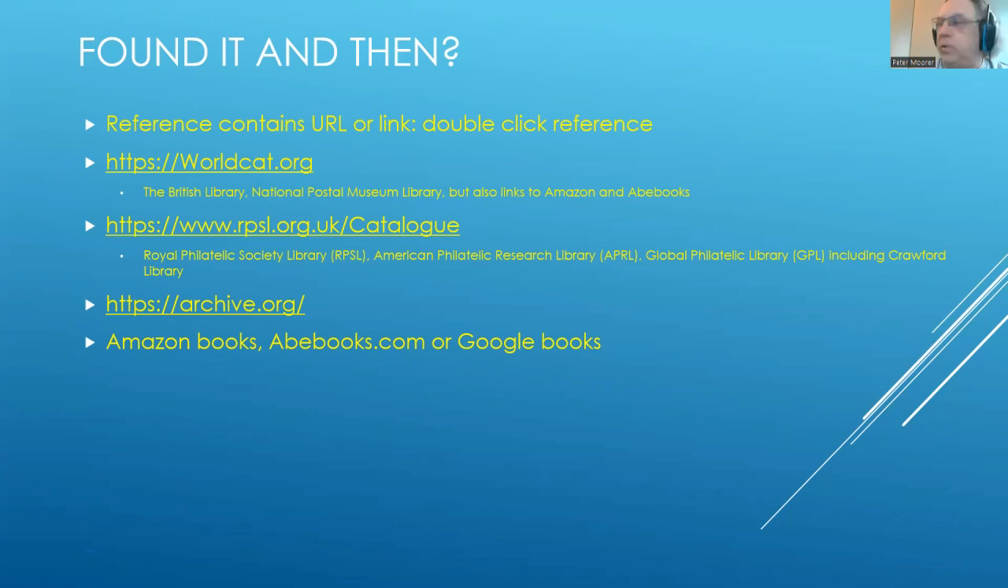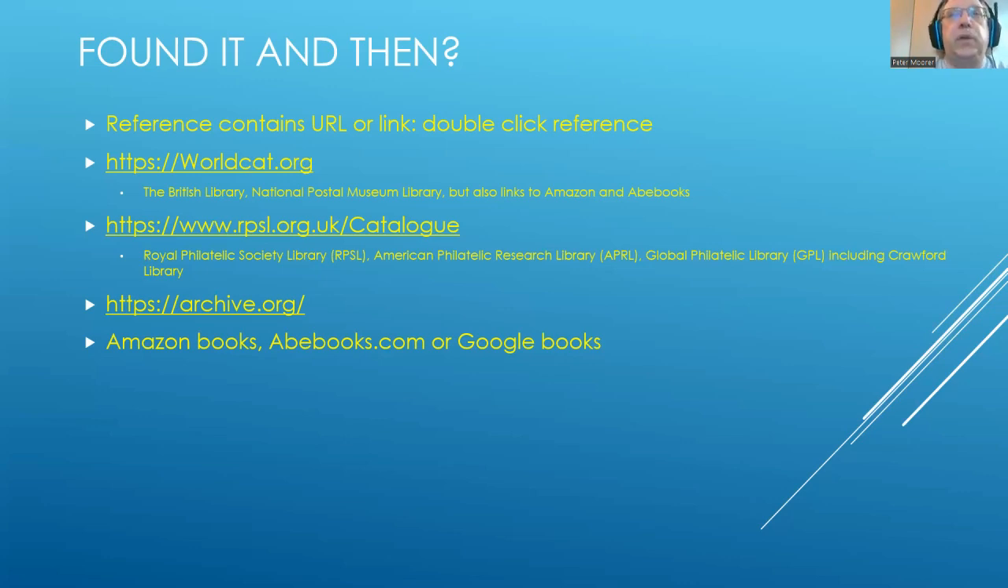For those that don't know about the Crawford Library, the Earl of Crawford was somebody that collected philatelic literature at the end of the 19th century, early 20th century. And his books, about 20,000, were in a publication, and a lot of them have been digitized and can be found at the Global Philatelic Library in the Crawford Library.